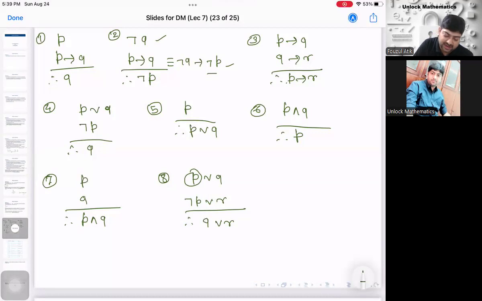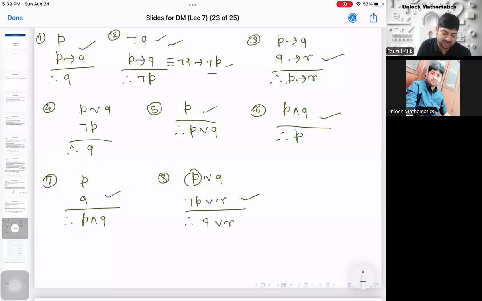So this is addition. This is simplification. This is conjunction. We already know this is resolution. This is modus ponens, right? And this is modus tollens. I'll show you in the next part. Then hypothetical syllogism.